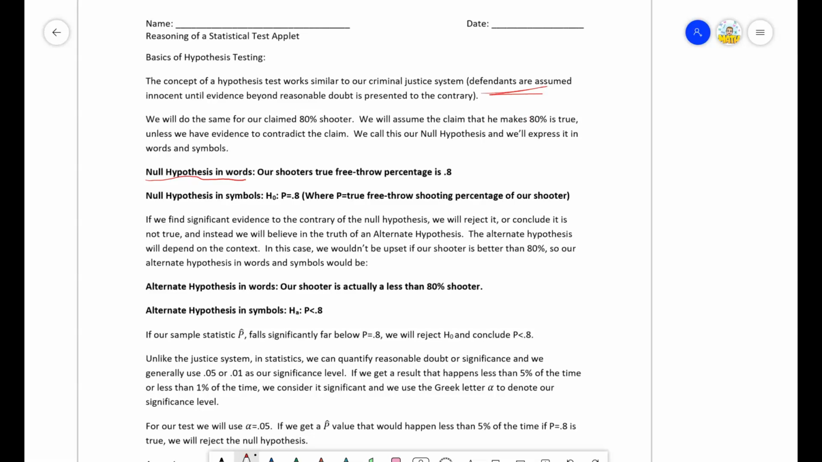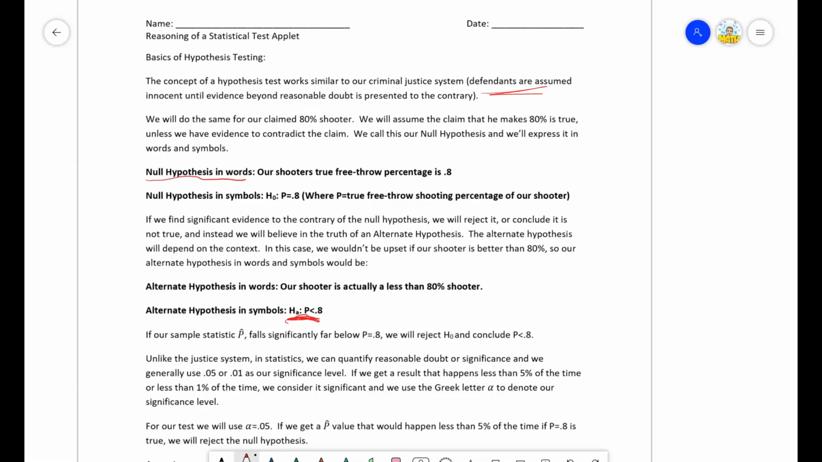So the alternate hypothesis. Now, I don't think the coach cares if he makes more than 80%. In fact, he says they all make at least 80%. So it would be okay if he makes more than 80%. If he makes less than 80%, then now we have a contradiction to that claim.